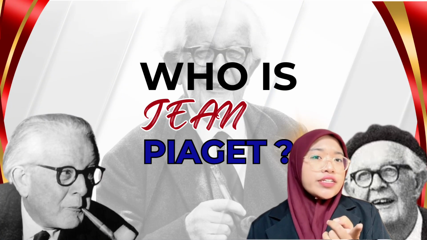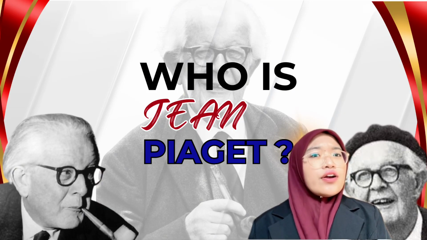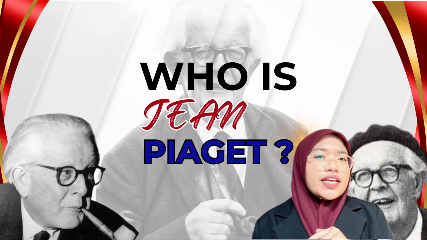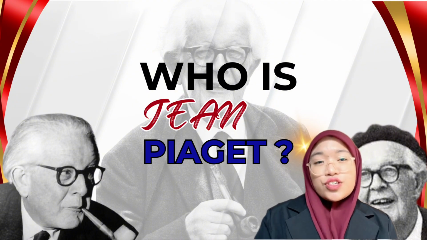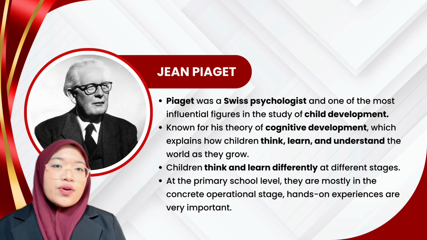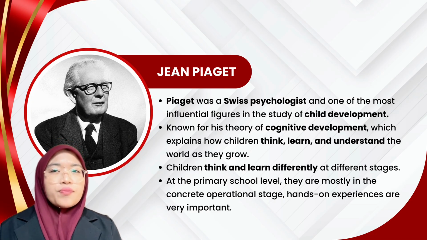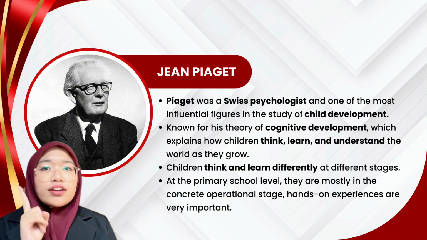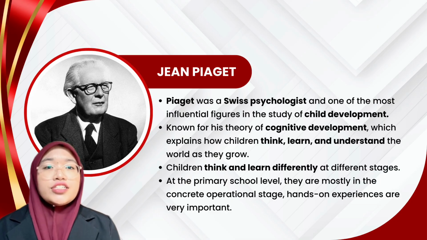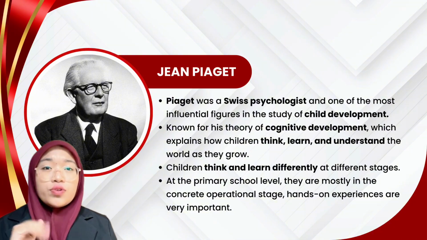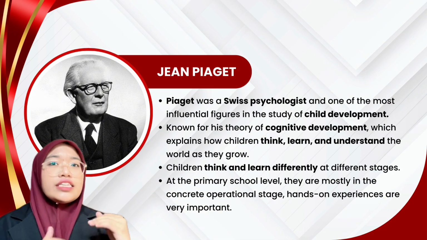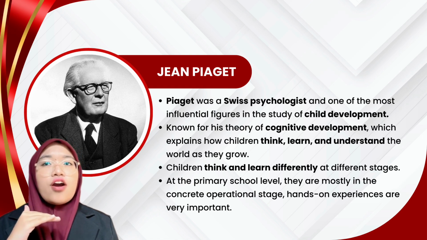Have you ever heard about Jean Piaget? Not yet. So let me tell you who Piaget is. Piaget was a Swiss psychologist and one of the most influential figures in the study of child development. Development in what? Cognitive development, which focuses on how children think, learn, and make sense of the world as they grow. What makes his theory unique is the idea that children don't just know less than adults, but they actually think differently at different stages of their development.